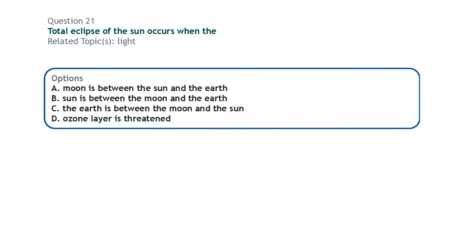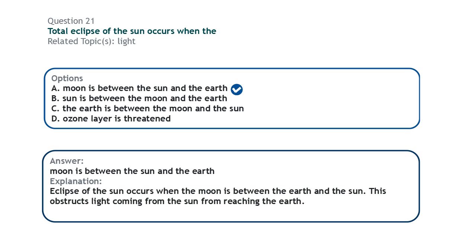Alright, first question here on light. Total eclipse of the sun occurs when sunlight is obstructed from reaching the earth. And how does that happen? That is when the moon comes in between the earth and the sun, and so it obstructs light from the sun from reaching some part of the earth, and that's what we call eclipse. So it happens when the moon is between the earth and the sun.